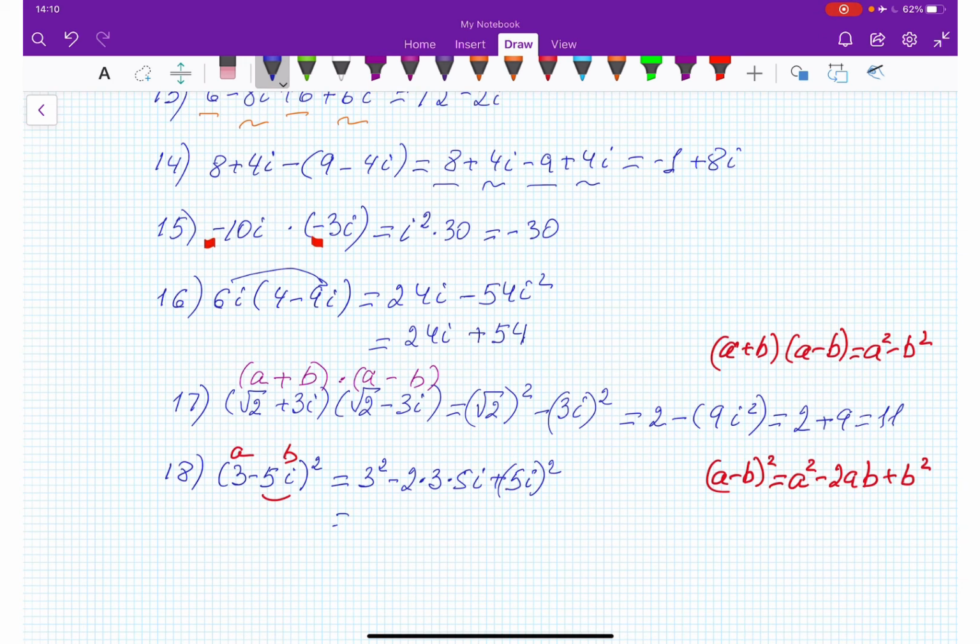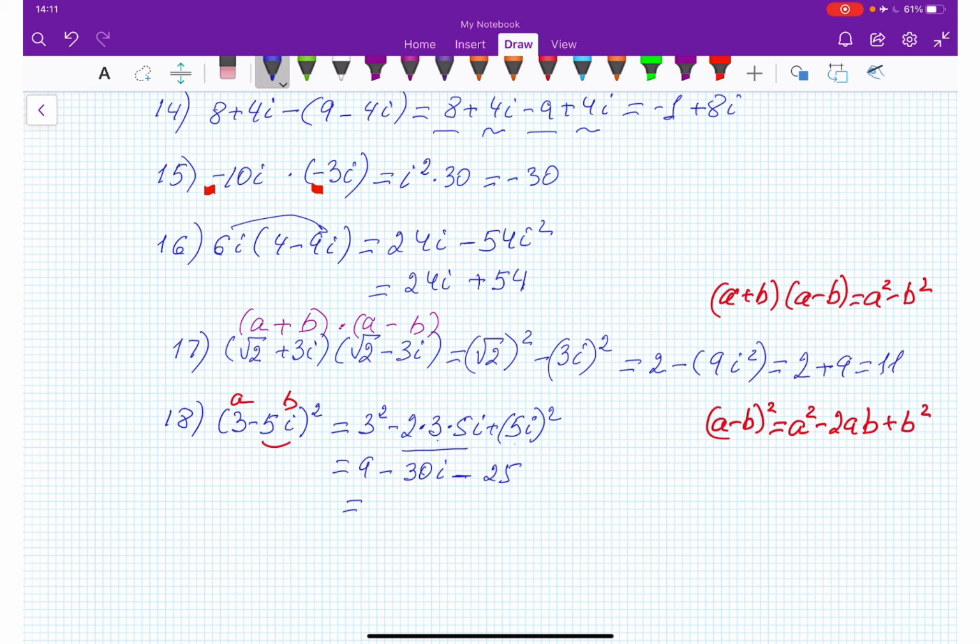So as a result, we get 9 minus 2 times 3 is 6, 6 times 5 is 30, and i, 30i. And plus 5i squared. So 5 squared is 25. i squared is negative 1. Therefore, this plus will become minus. Let me make this plus better seen. Okay. So from here, we are getting 9 minus 25. It's going to be negative 16 and minus 30i.